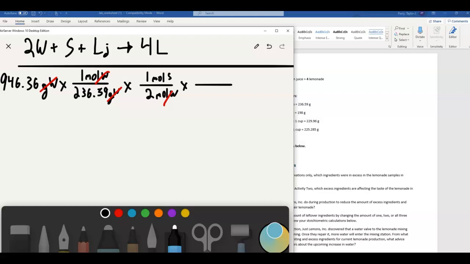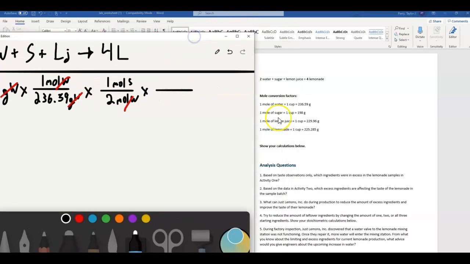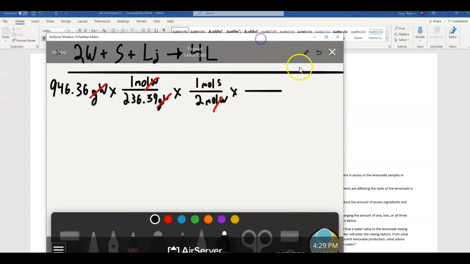Okay, and if I look right here, it already tells me how many grams are in 1 mole of sugar. It's 198. So I'm going to put that. There are 198 grams in 1 mole of sugar. And if you look, everything cancels out really nicely. And what we're going to do now is put this in a calculator and figure out this answer. So I'm going to do it right now.